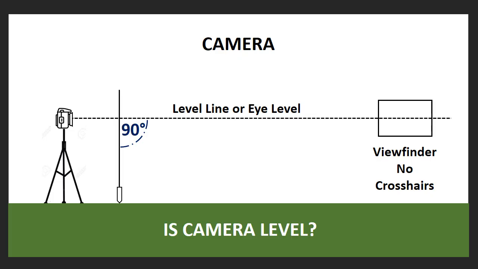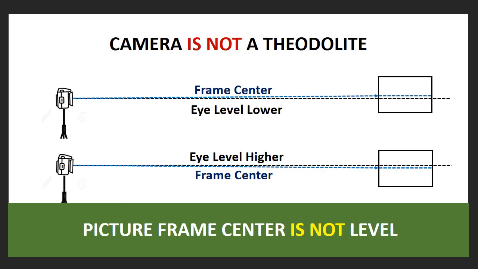Now here I have it. So there's a camera set up with eye level, and in this case, the center of field is right in the middle of it. But the camera is not a theodolite. There's no measurement in the frame, so we don't know if the camera is actually a little bit higher or a little bit lower. And unless there's a method of measuring this, you cannot just make an assumption that it is level.